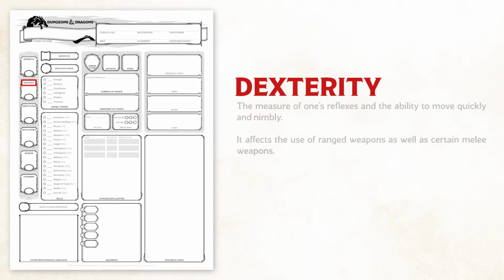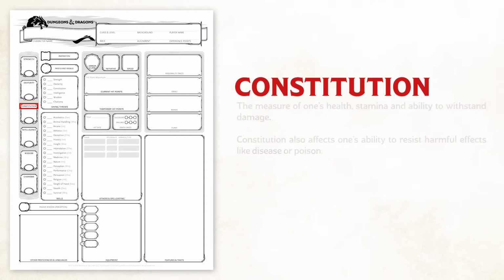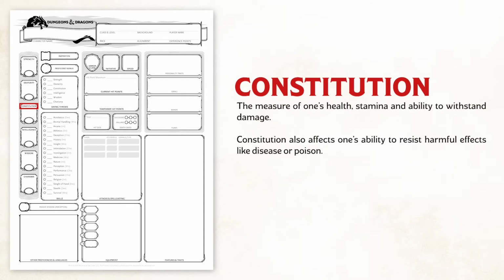Dexterity, the measure of one's reflexes and the ability to move quickly and nimbly. It affects the use of ranged weapons as well as certain melee weapons. Constitution, the measure of one's health, stamina, and ability to withstand damage. Constitution also affects one's ability to resist harmful effects like disease or poison.